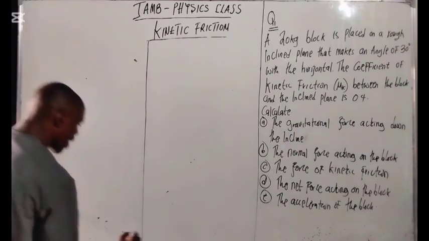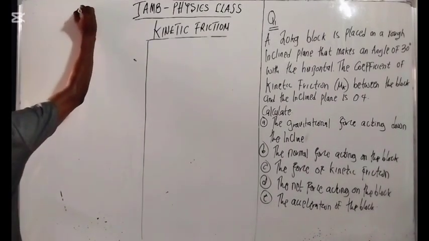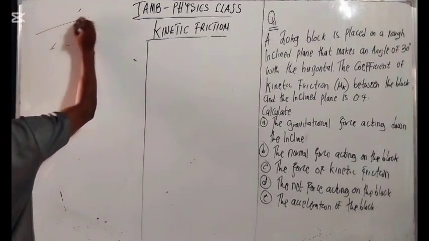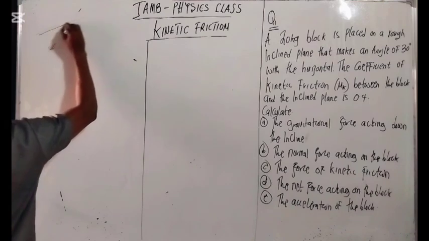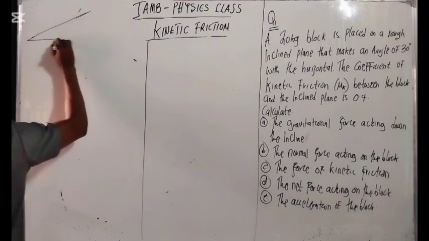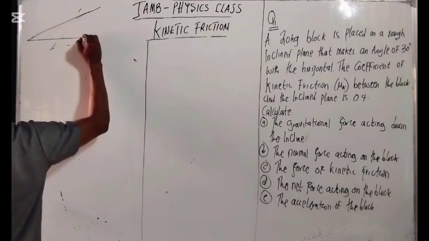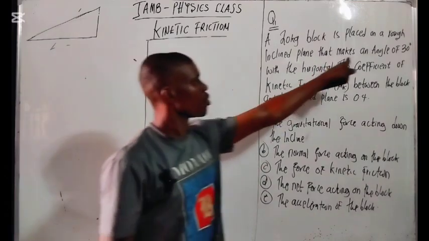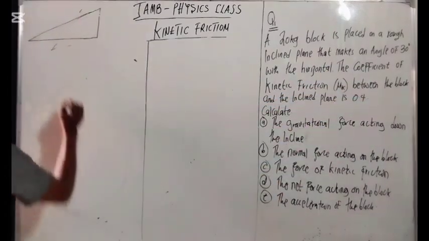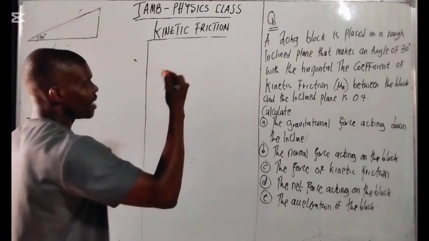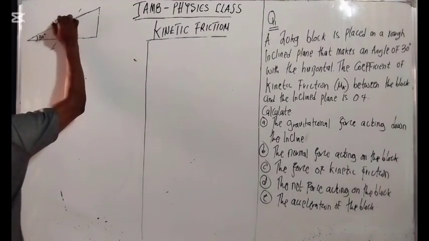Now remember, when we talk about an inclined plane, let us say this one is an inclined plane. The inclined plane makes an angle of 30 degrees with the horizontal. So here is the 30 degrees to the horizontal. Now here is a block.